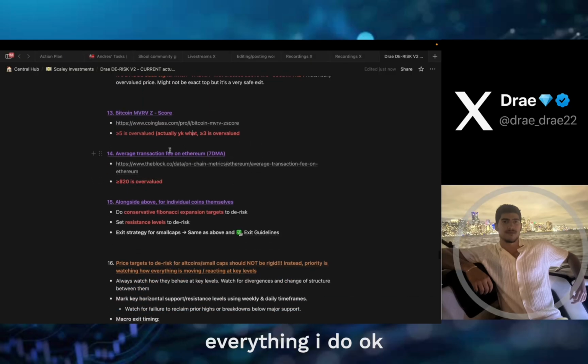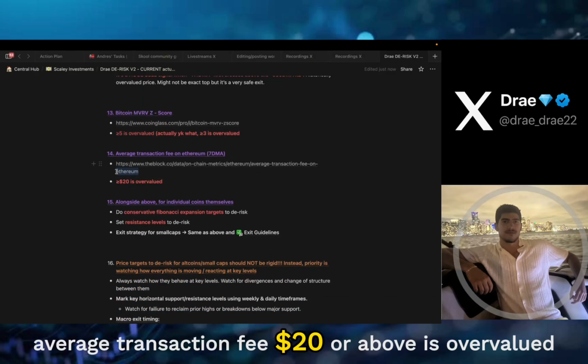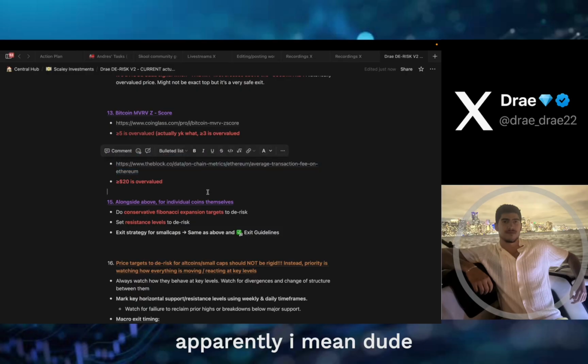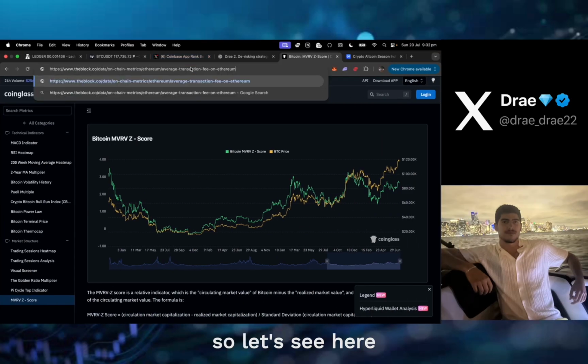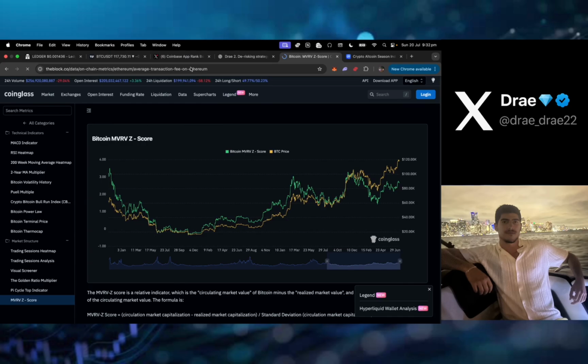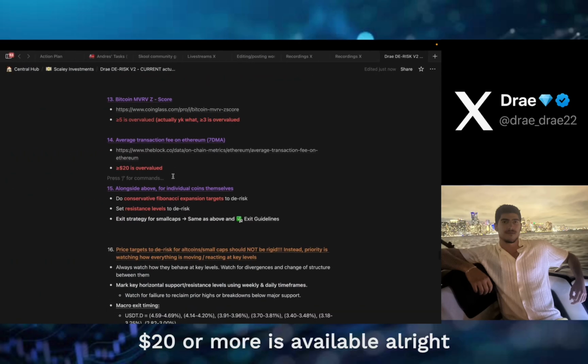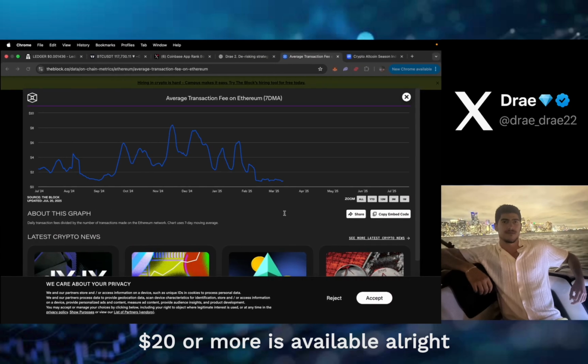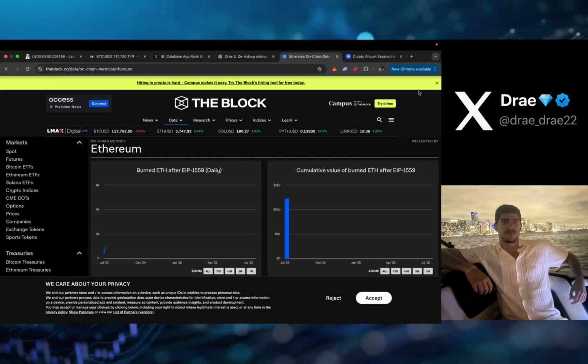Okay, average transaction fee, $20 or above is overvalued apparently. I mean, dude, this is all stuff I got from months ago, so let's see here. $20 or more is overvalued. All right, let's see. Oh, shit.